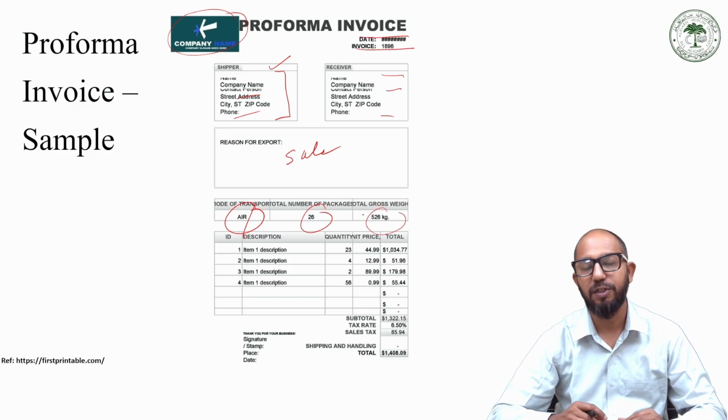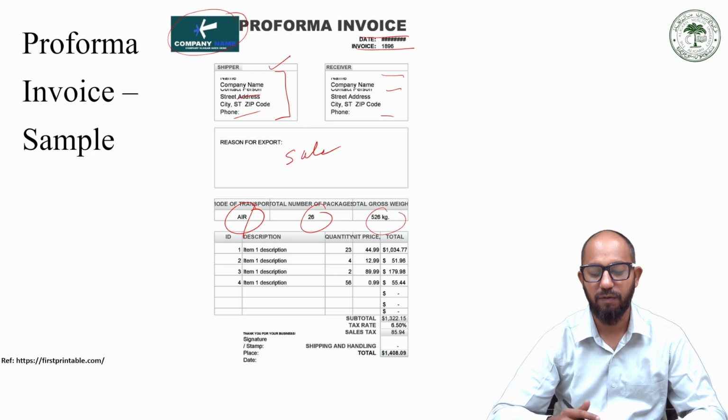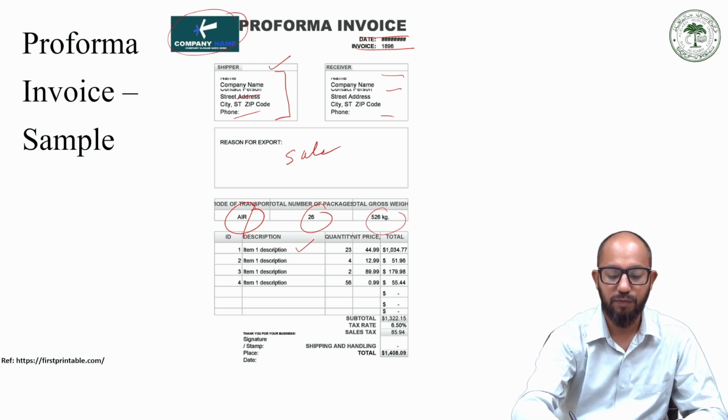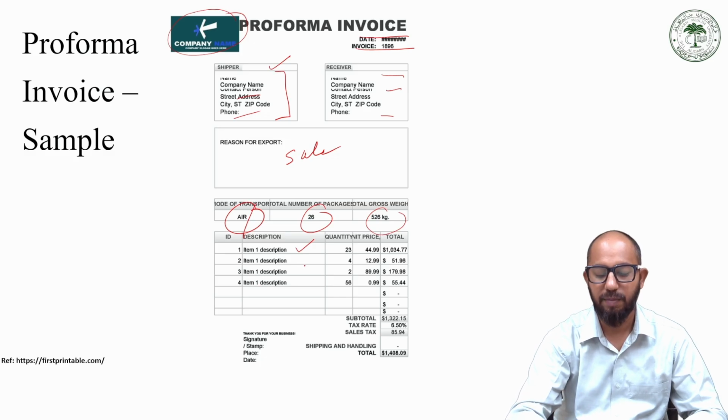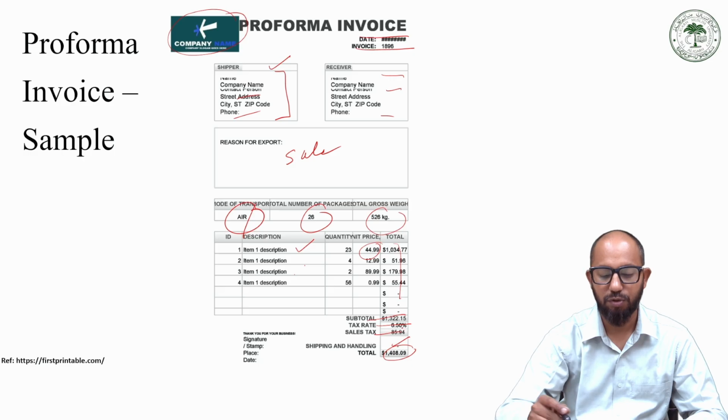Now the detailed description of goods, if they are different. Item number one, it means four different types of items are being exported. Item number one, item number two, three, four, quantity, their unit price and the total, and then subtotal, tax rate and sales, and shipping and handling cost can also be added.